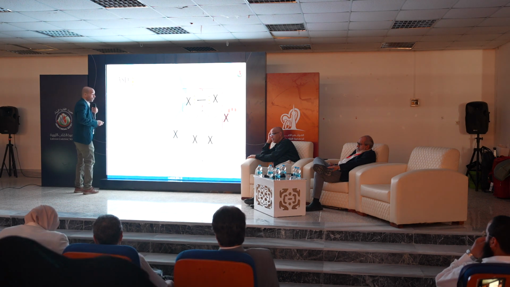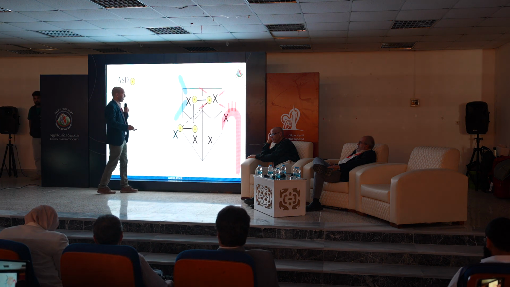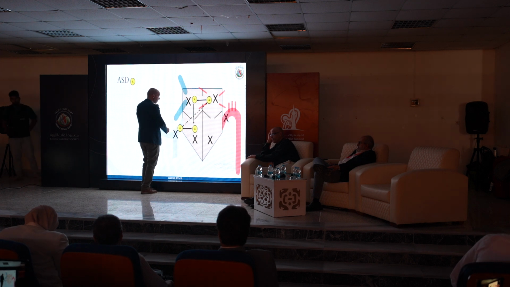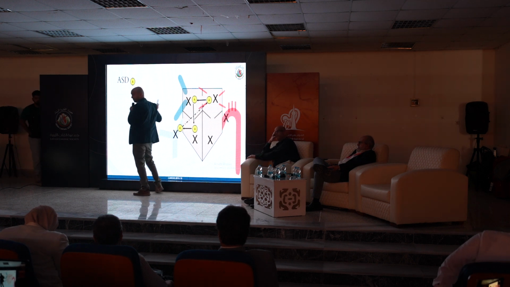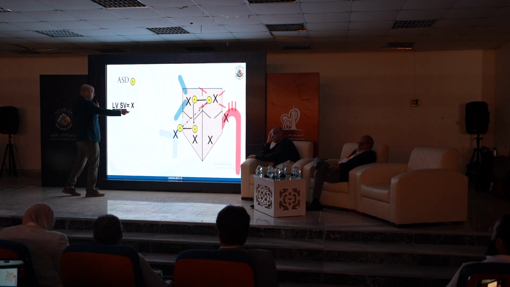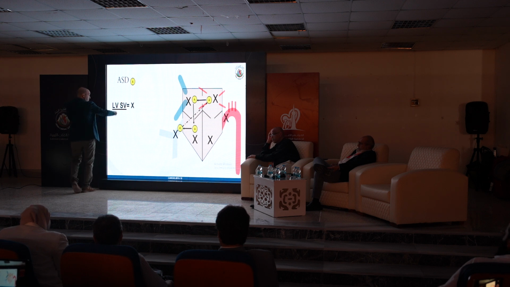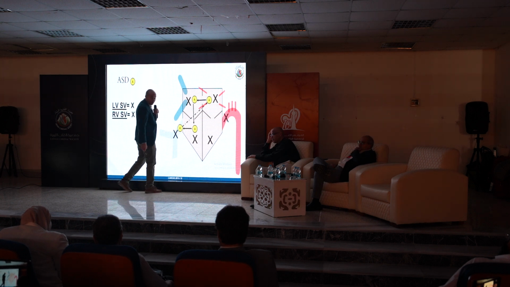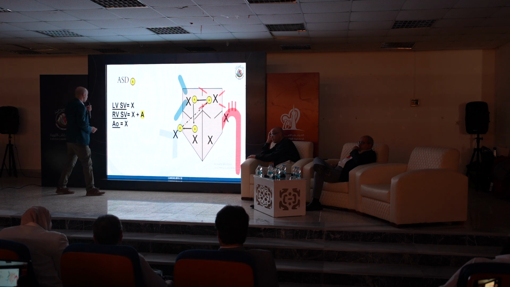The shunted blood from ASD will go from the left atrium to right atrium, right ventricle, then to pulmonary artery, and then goes back to the left atrium. So the left ventricle measurement will equal X. Right ventricular stroke volume will equal X plus A. Aorta will equal X. Pulmonary artery will equal X plus A.